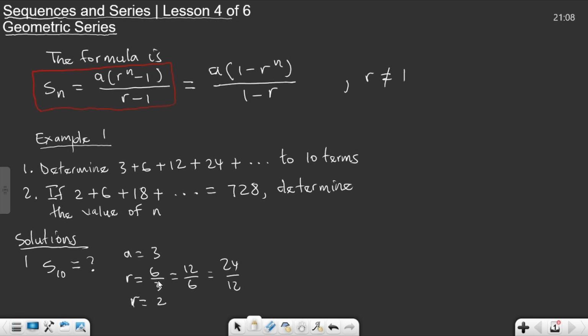When you take 6 divided by 3, or 12 divided by 6, or 24 divided by 12, it will give you 2. And what is our n? N is 10, because we are calculating the sum of 10 terms. So we have everything here. Now we can calculate our S10.